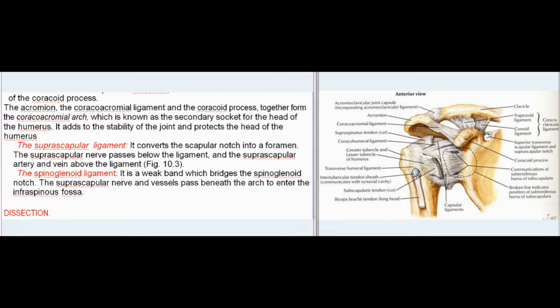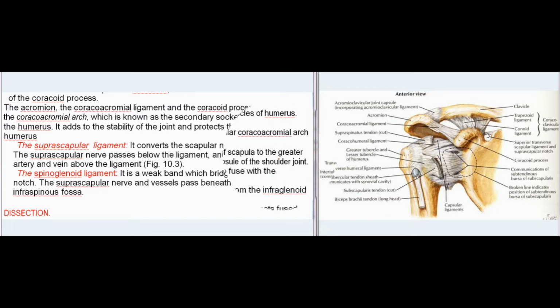The suprascapular ligament converts the scapular notch into a foramen. The suprascapular nerve passes below the ligament, and the suprascapular artery and vein above the ligament, Fig 10.3. The spinoglenoid ligament is a weak band which bridges the spinoglenoid notch. The suprascapular nerve and vessels pass beneath the arch to enter the infraspinous fossa.